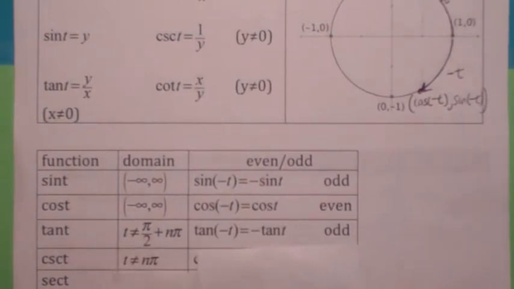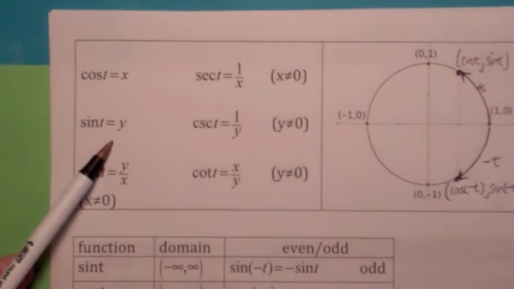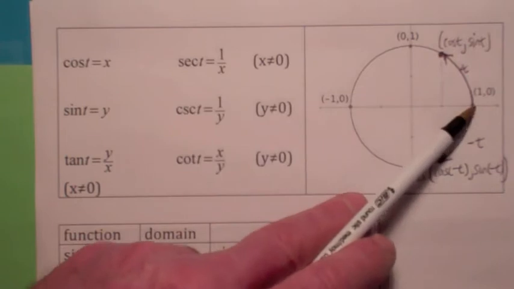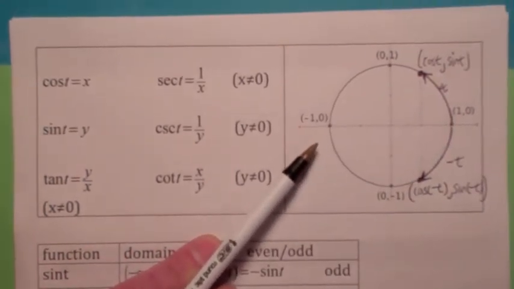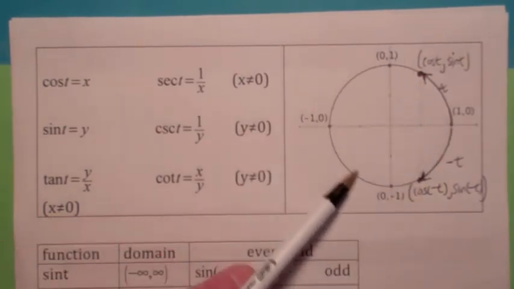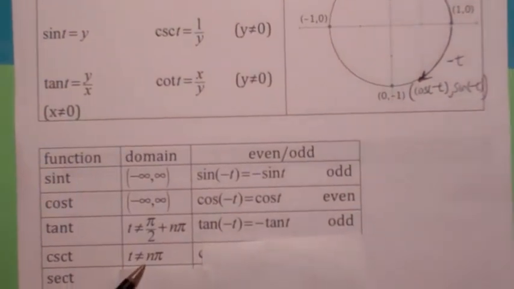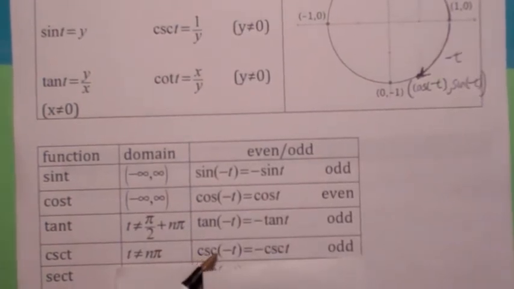Now the cosecant is 1 over the sine. In other words, if the sine of t is y, the cosecant is 1 over y. That means it's not defined wherever the y-coordinate is 0, and that's when you're on the x-axis. So what value of t puts you on the x-axis? The answer is t could be 0, pi, 2 pi. Whenever you have an integer multiple of pi, you end up on the x-axis, so the cosecant is not defined. But the cosecant is the reciprocal of the sine function, and we'll show in class that the reciprocal of an odd function is an odd function.